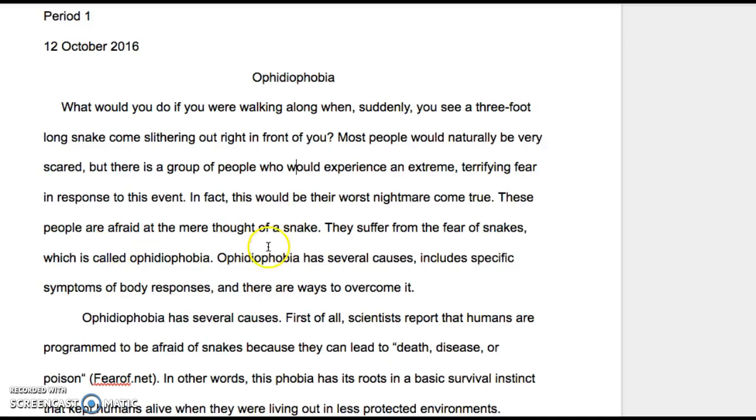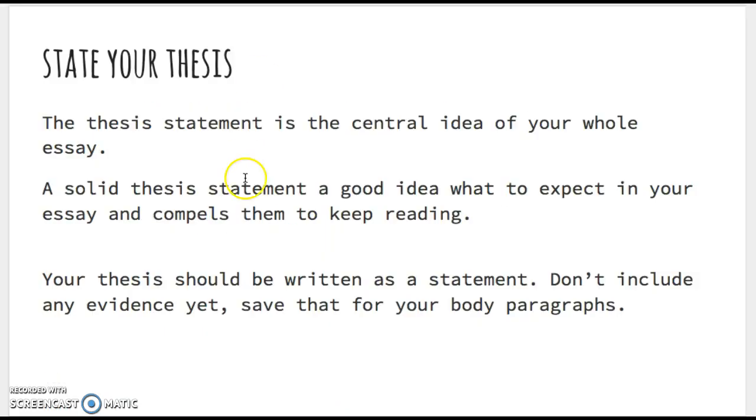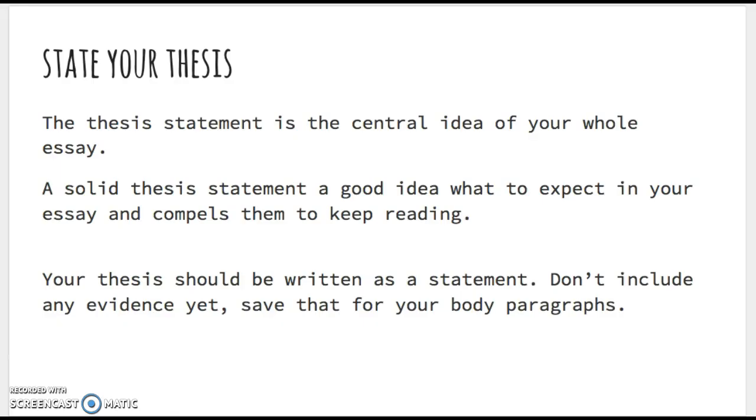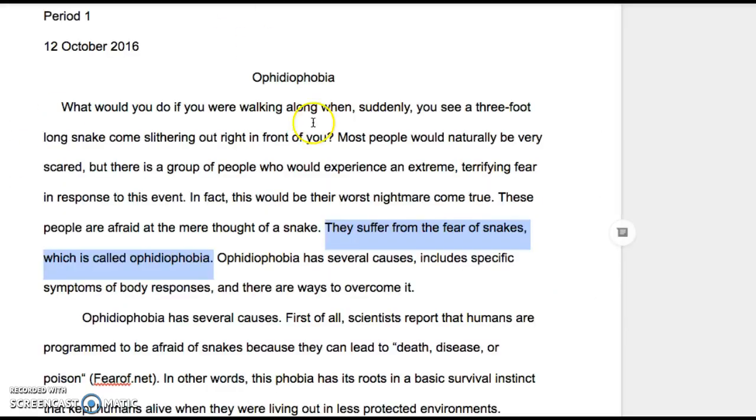In this example essay, they suffer from a fear of snakes, which is called ophidiophobia. That's actually the thesis statement right there. Ophidiophobia is the fear of snakes, just written in an interesting way. So I know this whole essay is going to be about ophidiophobia, and that is the thesis statement that this whole essay is going to be surrounding. It's written as a statement. Don't include any evidence yet. You're going to save that for later on. You don't want to include quotes in your thesis. You don't want to include examples. You just want to write a sentence like this one right here: they suffer from a fear of snakes, which is called ophidiophobia.